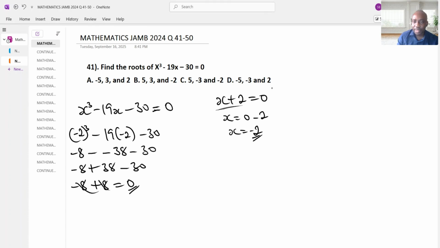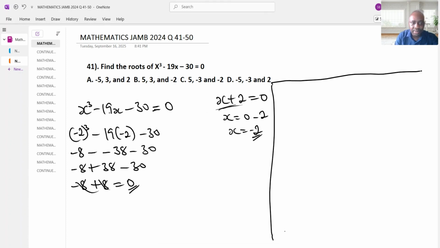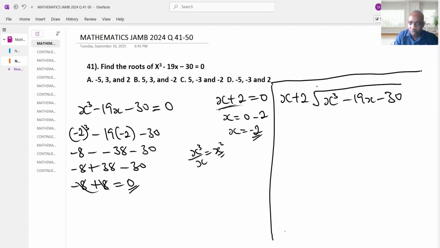Next, let me divide this page so that we have enough space to do the calculation. We are going to use this factor, x plus 2, to divide x raised to power 3 minus 19x minus 30. Now let's proceed. x raised to power 3 divided by x remains x raised to power 2. We use this x squared to multiply the factor: x squared multiplied by x gives x raised to power 3, and x squared multiplied by plus 2 gives plus 2x squared.